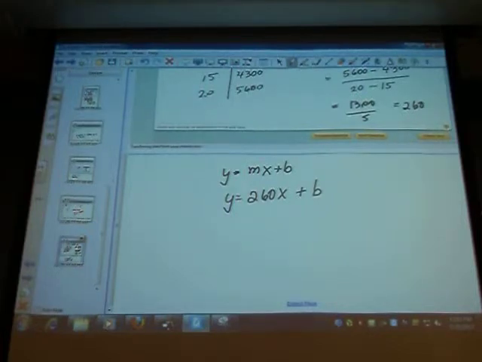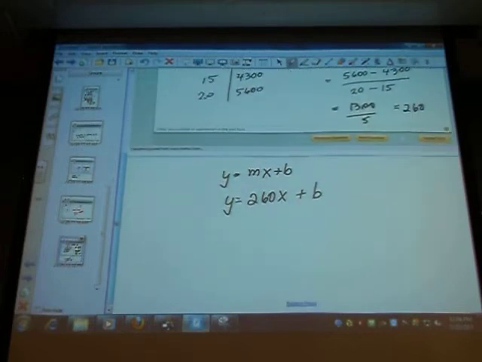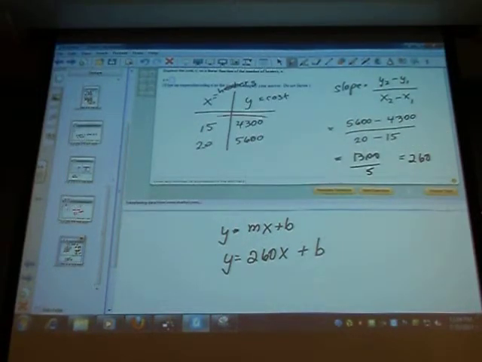Wait, I thought 260 was the y-intercept? 260 is not my answer. I'm not done yet. 260 is your slope. Now you need to plug y and x in to find b. I want to plug y and x in, and that will let me solve for b. I can use either pair for y and x. I don't really have a preference here. You just need to not mix them together. Just use one entire pair.